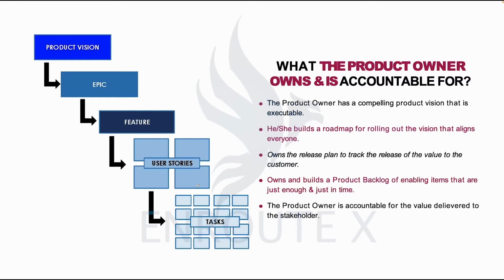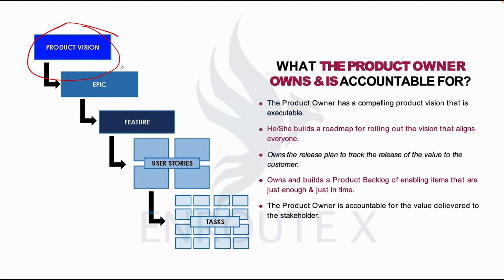What the product owner owns and is accountable for. We'll be quick with this. This is the product vision. The product vision comes from the business or stakeholders. Let's say, for instance, a particular organization where you work just identified a problem in society and had been able to think through a solution for it. That solution for that problem becomes the product vision.